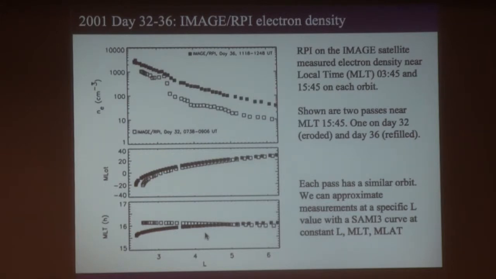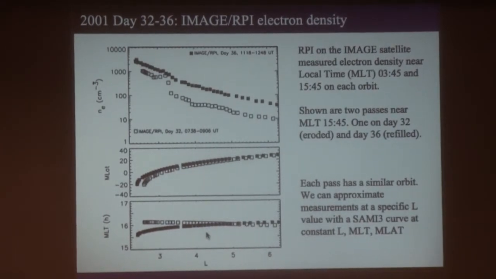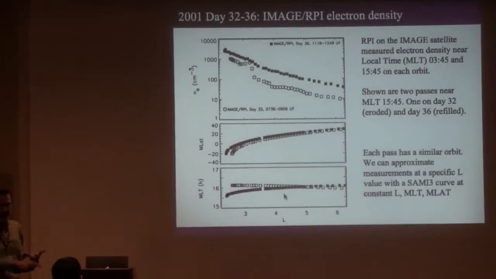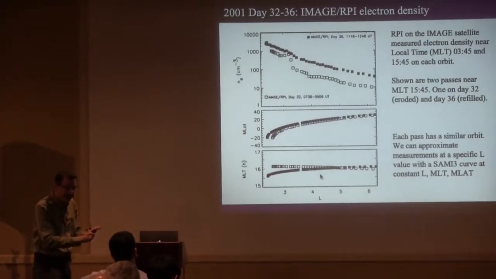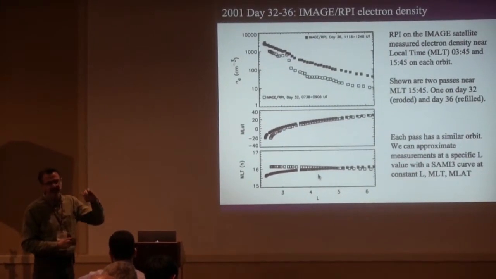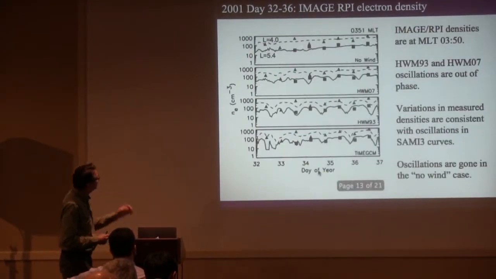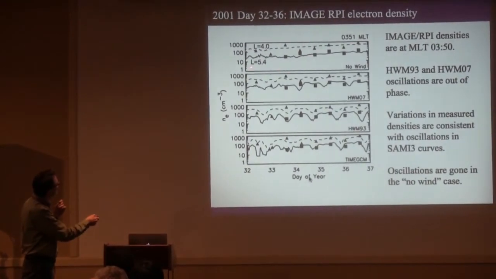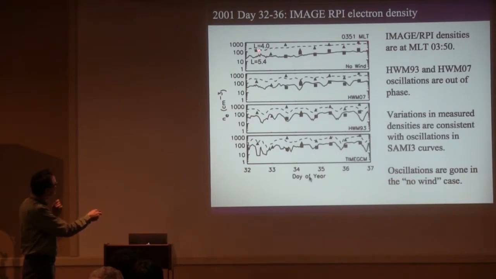And so if you go to a given L value and look at each pass, you can look at constant L, constant local time, and approximately constant magnetic latitude. And so we will plot the SAMI3 density at constant L, constant local time, and magnetic latitude, and compare it to each of these passes. And so that's this. These points are for L equals 4, this is for L equals 5.4. The points are the IMAGE points. The curves are the SAMI curves, and this is no wind.